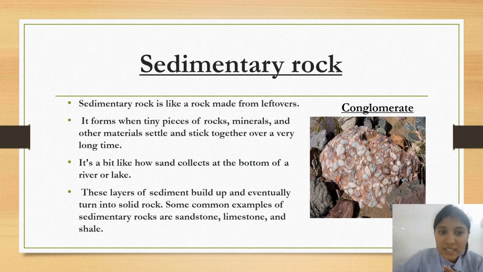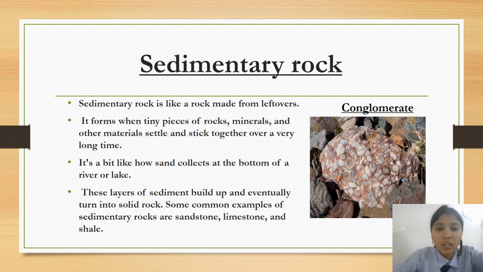So sedimentary rocks are formed from fragments called sediments. These small sediments are deposited by wind or water, and these loose sediments are compressed and hardened to form layers of rock. These types of rocks are called sedimentary rocks.